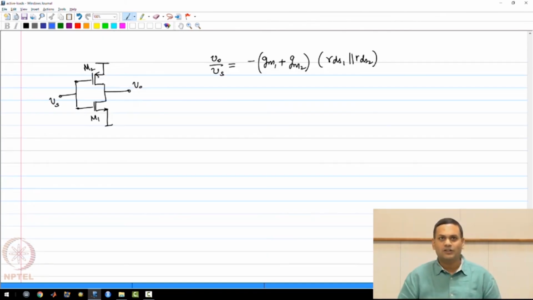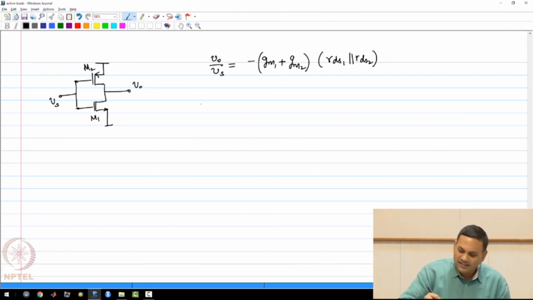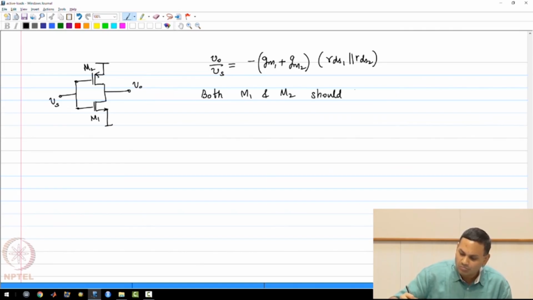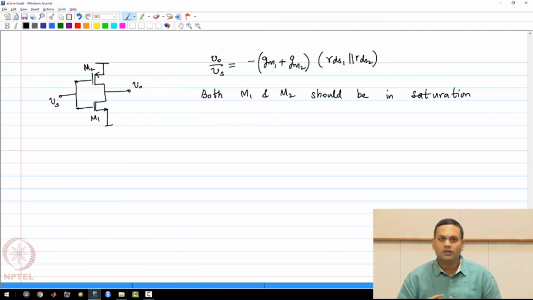Now for this particular circuit, each transistor acts as an active load for the other transistor. An important condition is that both M1 and M2 should be in saturation. Only if both of them are in saturation will you actually get large gain. If any one of them goes into the triode region, you will not get large gain either for this circuit or for the previous circuit.